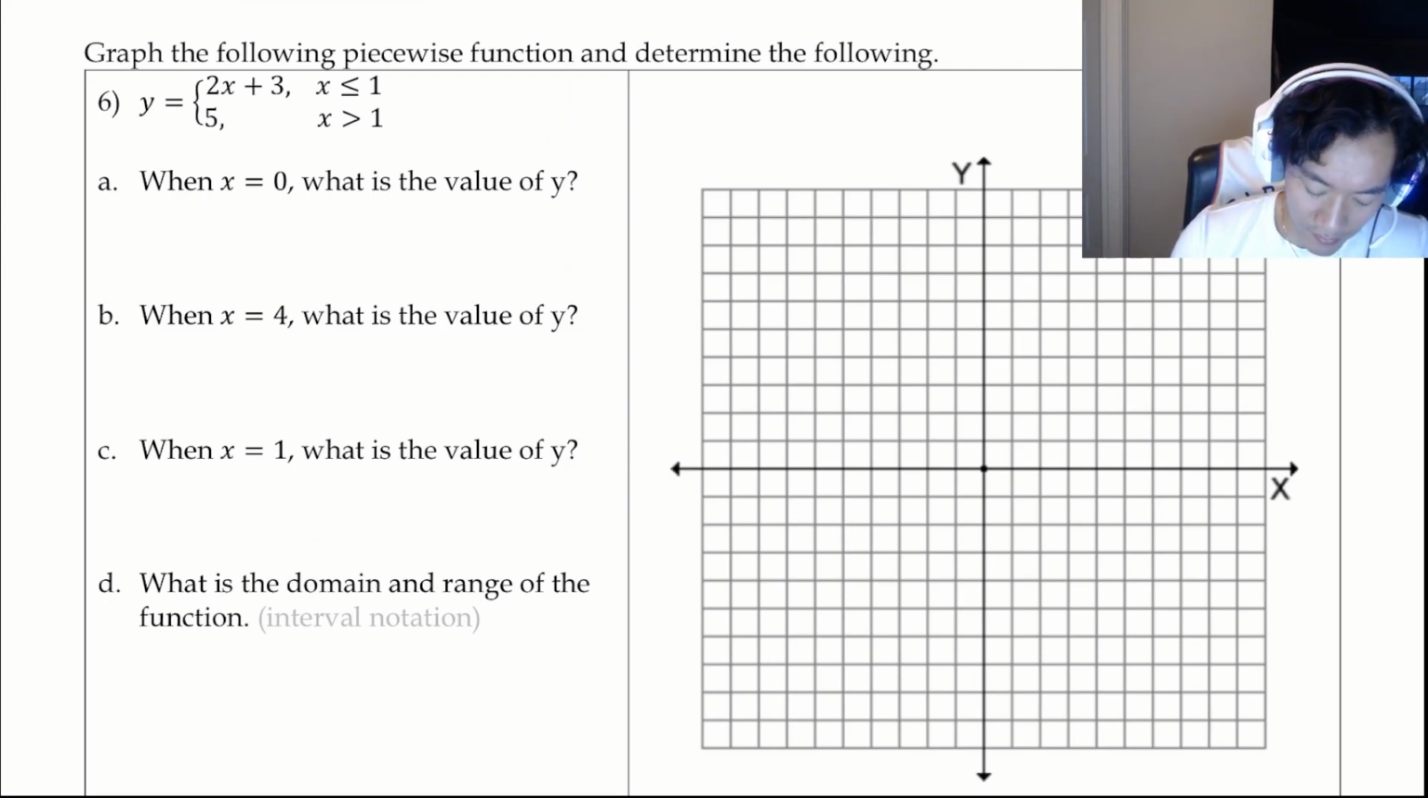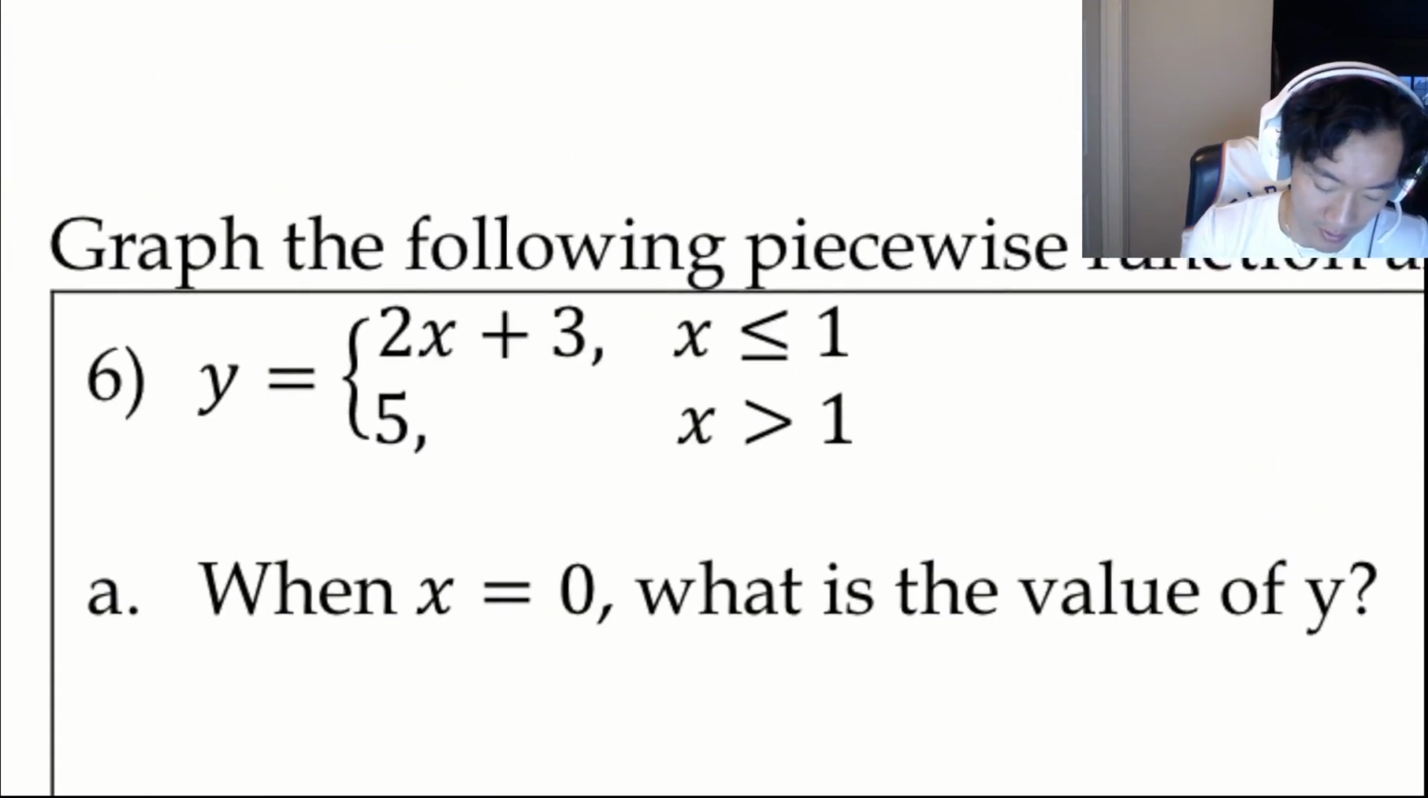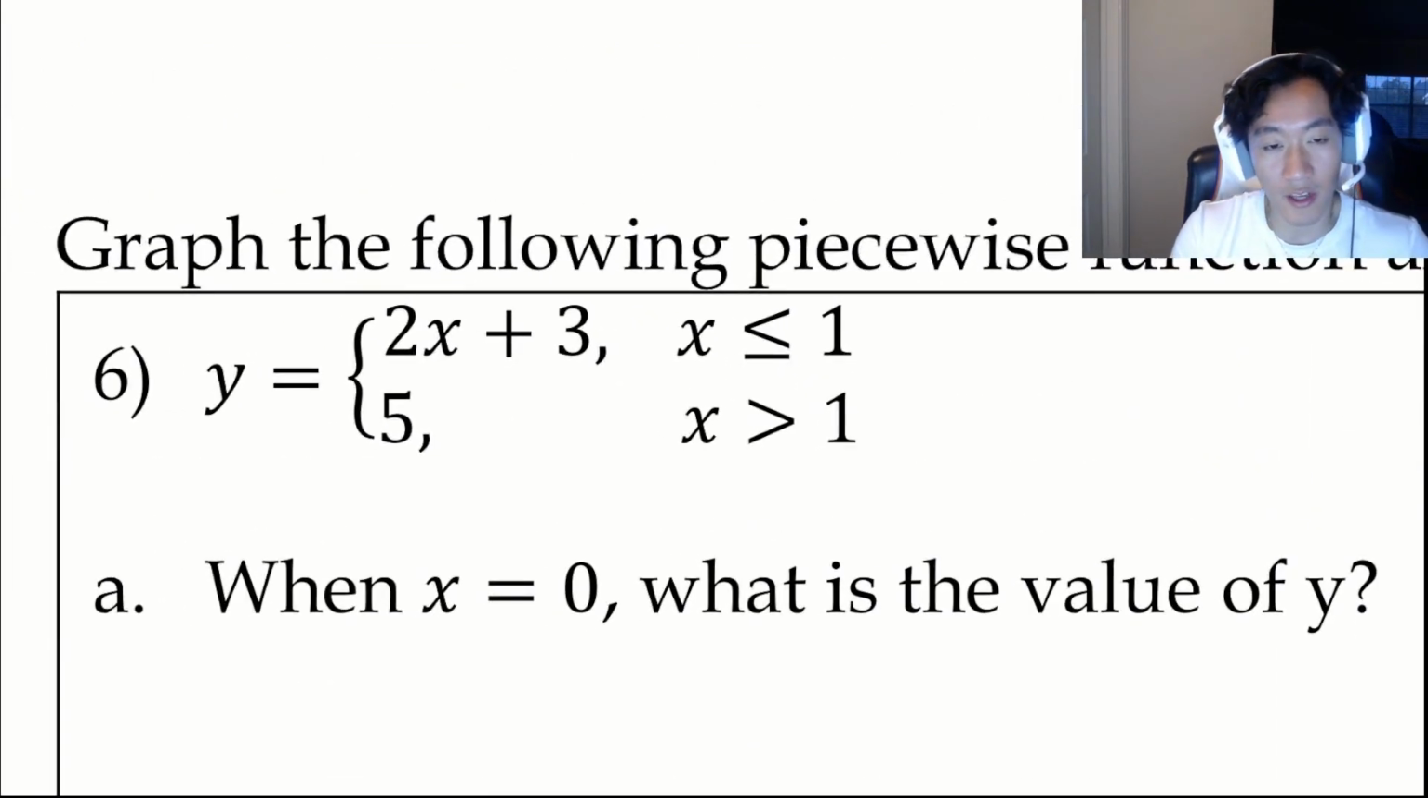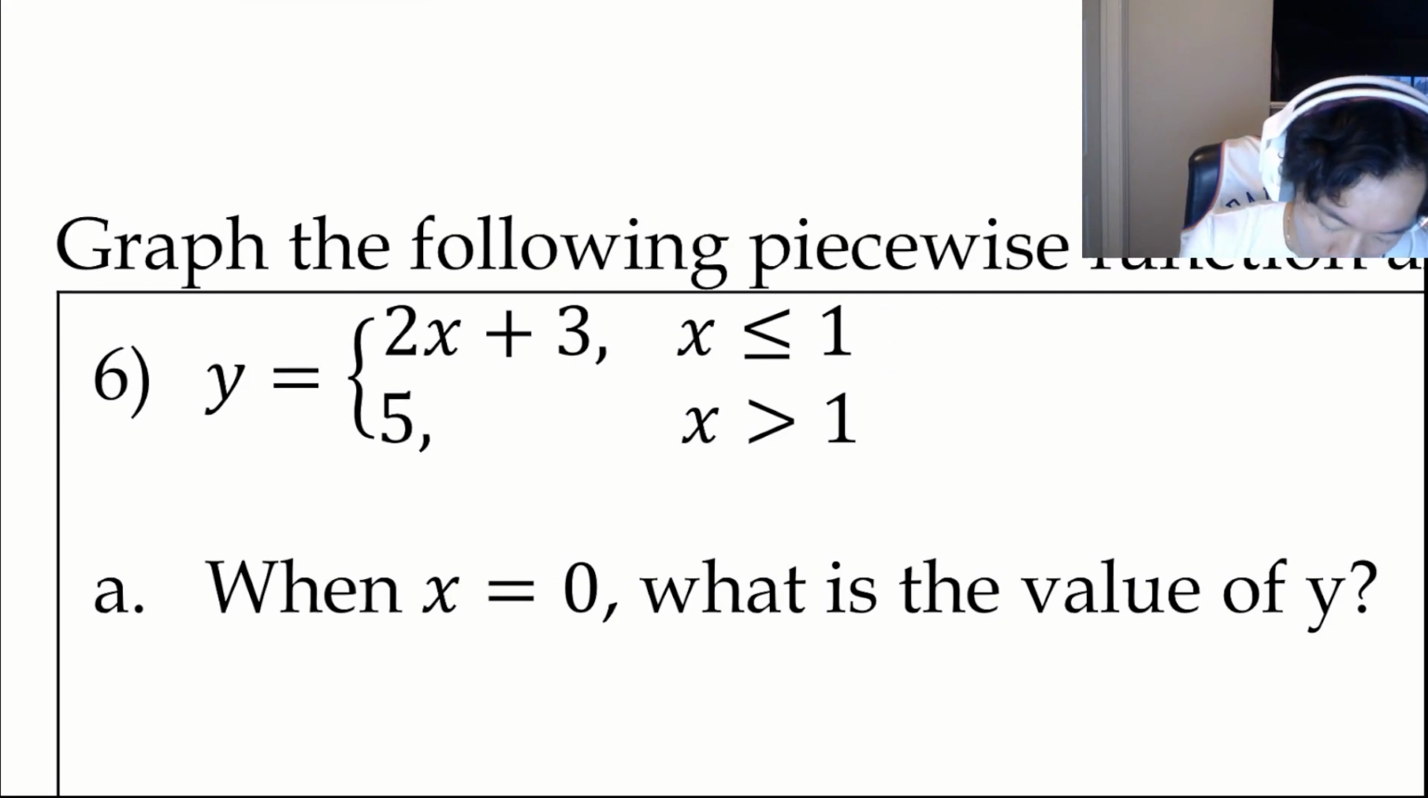We're asked to graph the piecewise function, right? This piecewise right here, y equals 2x plus 3 and just 5. So I'm going to do that step first, and then we'll try to answer some of the other parts of this problem. I'm going to indicate these two different pieces of our function with different colors, and then represent the graph that way.